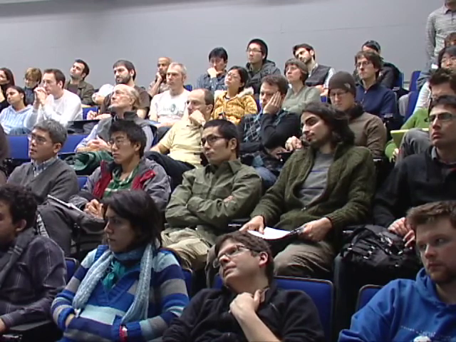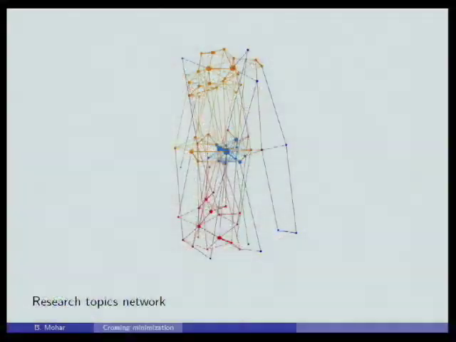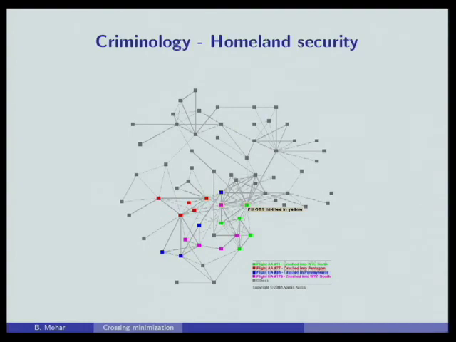Here is another graph which I found on the internet. It's about research topic networks. So it's a small area of research where there are different research topics. Actually, it's about graph drawing. So it's different problems in graph drawing, how they are related to each other. And you can see these clusters identified with different colors.